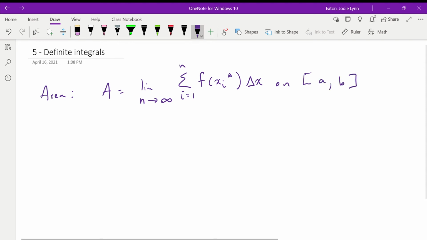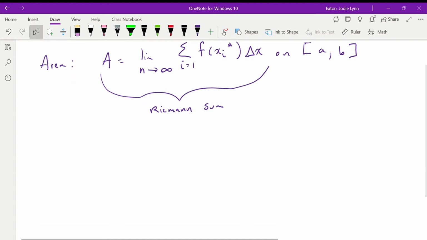Okay, and the way that we define our xi star and our delta x is going to depend on a, b. So this right here we call a Riemann sum. Okay, so we have another way now of writing the area.